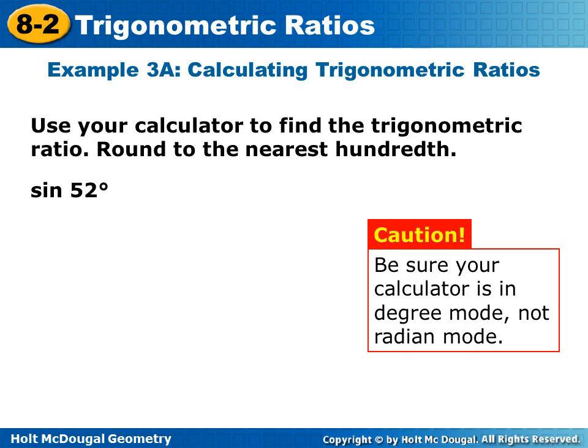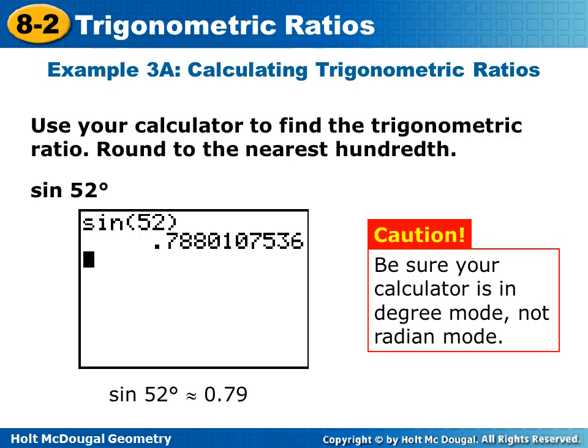Use your calculator to find the trigonometric ratio and round it to the nearest hundredth. Please be absolutely positive that your calculator is in degree mode, not radian mode, when you're doing these types of problems. First thing you want to do is push the sine button on your calculator. Then enter 52 and close the parentheses. When you press enter, you should get a decimal that looks like the one on the screen here. And so sine of 52 is approximately 0.79. If you do not get this value, you need to double check your calculator and make sure that it's in degree mode.